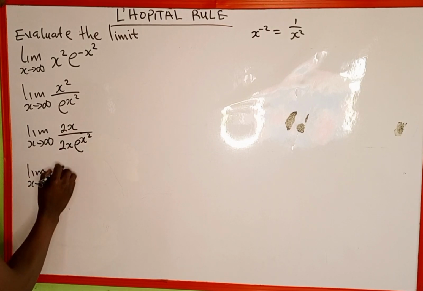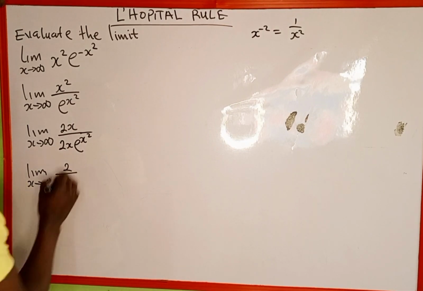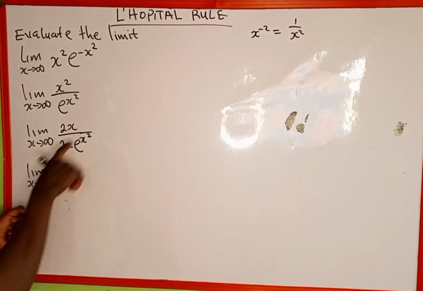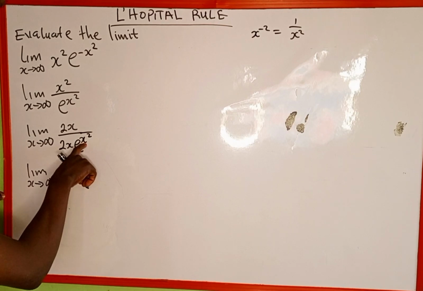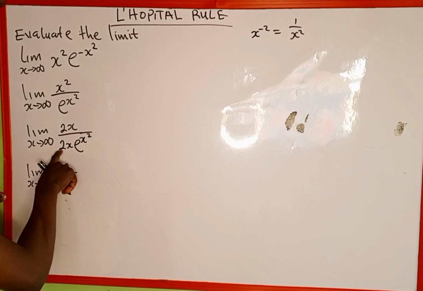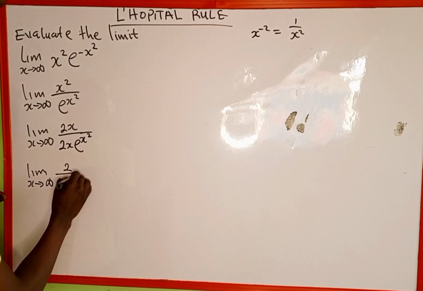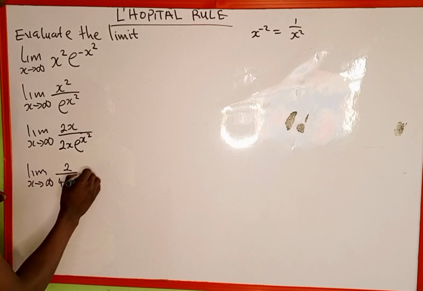The derivative of 2x with respect to x is going to be 2, then divided by the derivative of 2x times e to the x squared, which is going to be what? The derivative of the exponent x to the power of 2 is 2x, and that 2x multiplied by 2x is going to give us 4x squared. Then the function itself is e raised to the power of x to the power of 2.